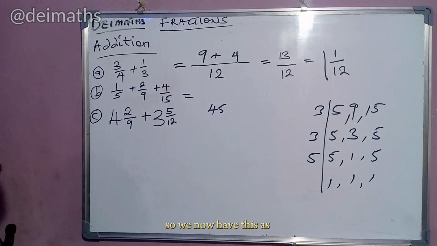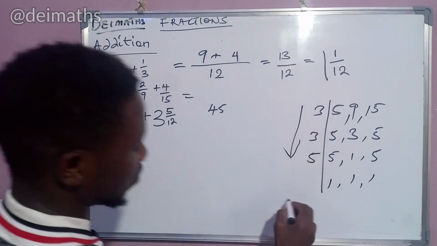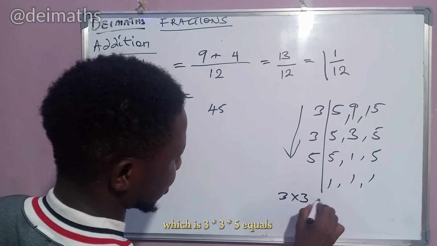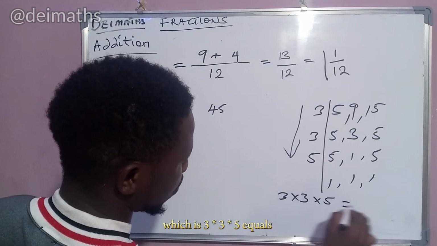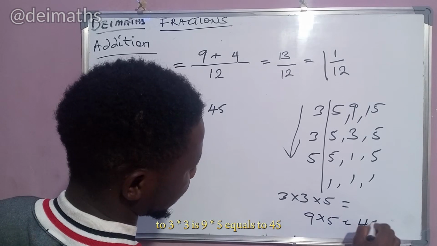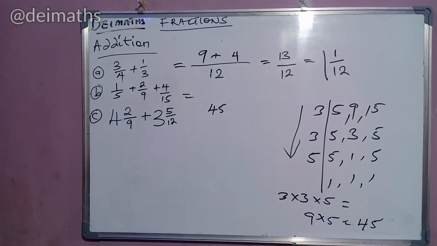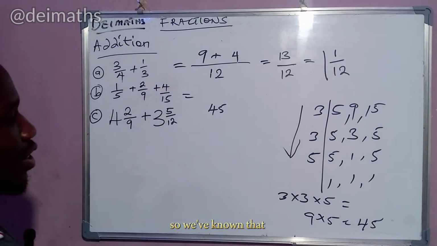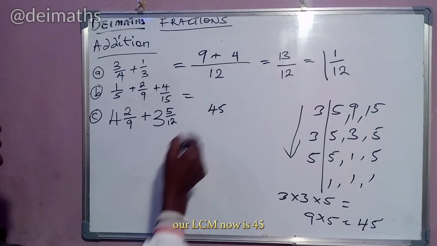So we now have this as our LCM, which is 3 times 3 times 5, equal to 3 times 3 is 9, times 5 equals 45. See, that is how I got this. So we've known that our LCM now is 45.